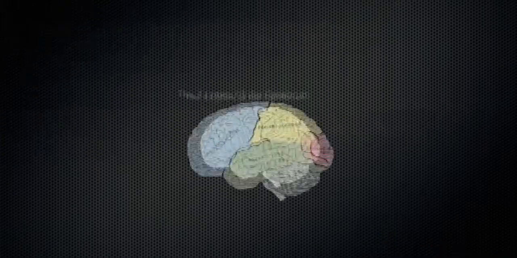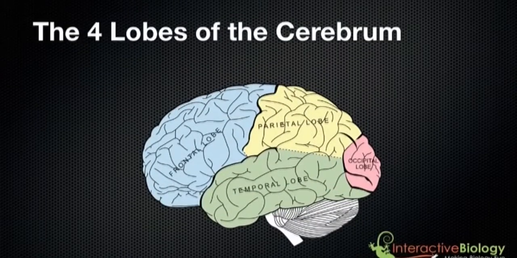So let's take a look at the four lobes of the cerebrum. We have the frontal lobe, the parietal lobe, the occipital lobe, and the temporal lobe. Once again, that's the frontal lobe, parietal lobe, occipital lobe, and temporal lobe. And let's look at what they are involved in.